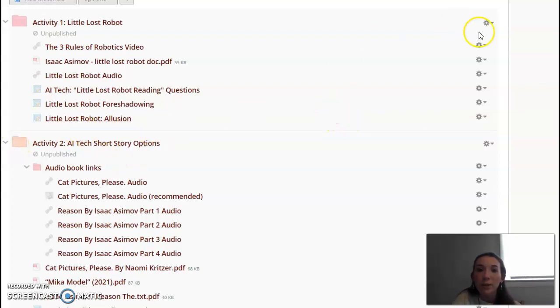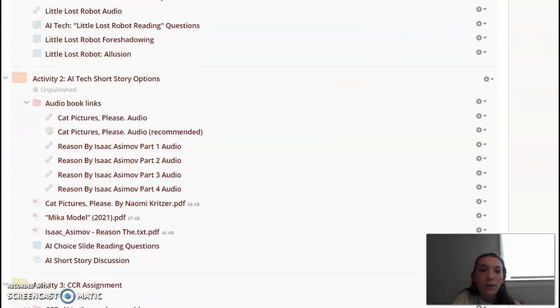After we read our story together, Little Lost Robot, we are going to have some choices. So this is where you get to pick from a collection of 3 options as far as AI technology in science fiction. Your options are to read either Cat Pictures, Please, Mika Model, or, if you really like Isaac Asimov, we have the short story Reason.